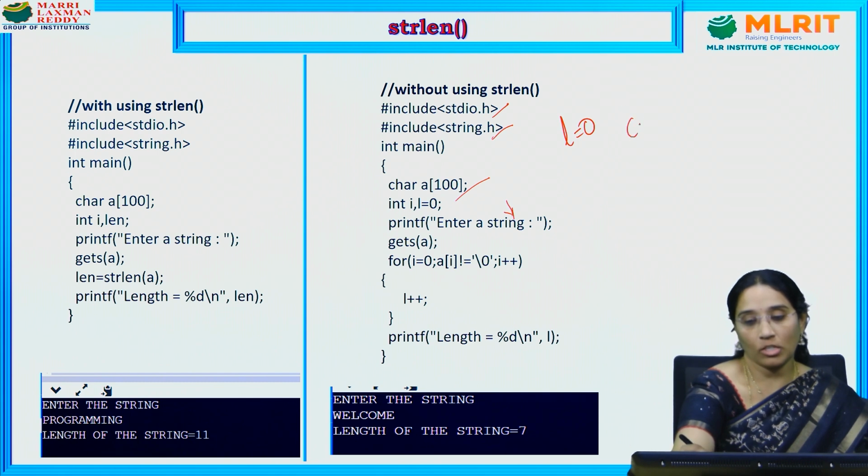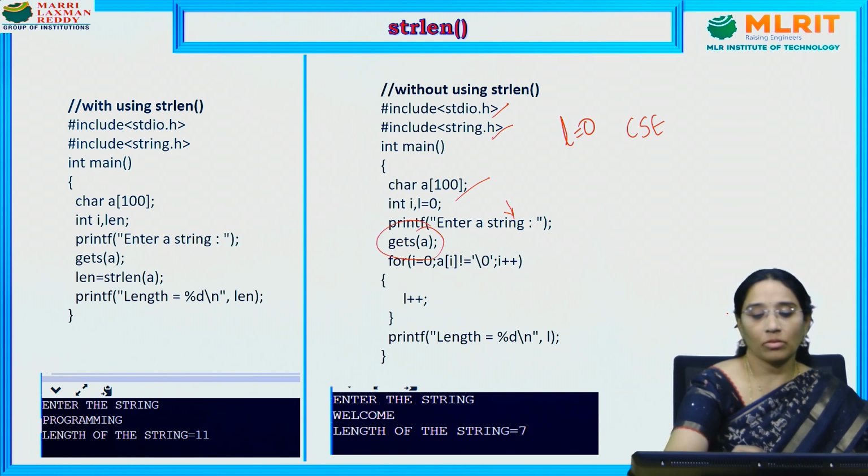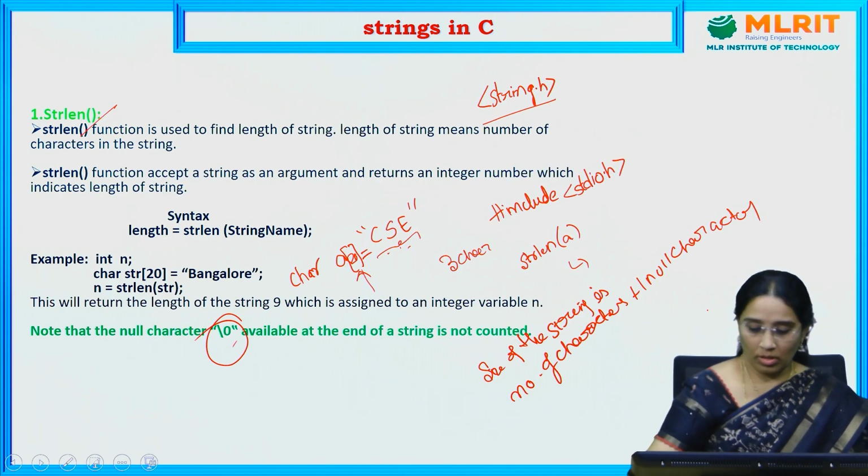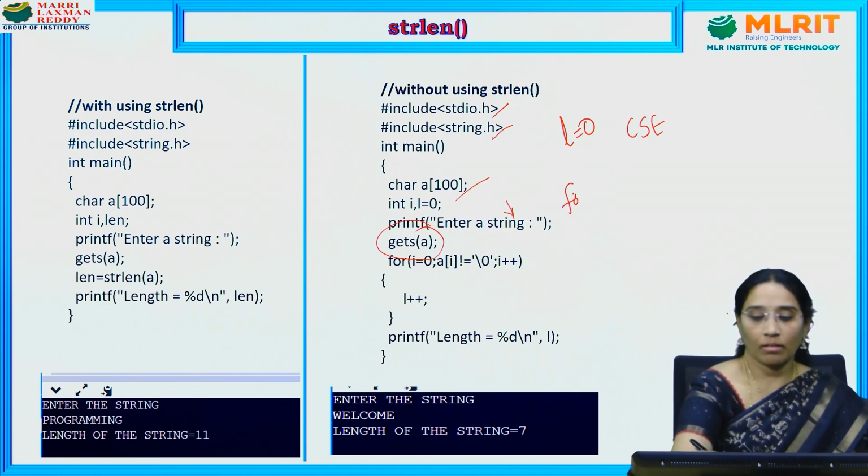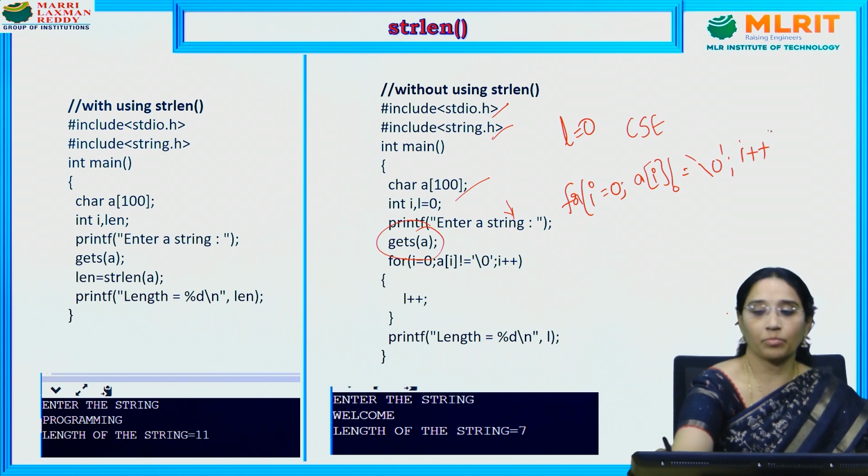Let's consider the string is CSE. Here we will take CSE. gets of A, so the input was read. So next, for i = 0; A[i] != '\0'; i++.